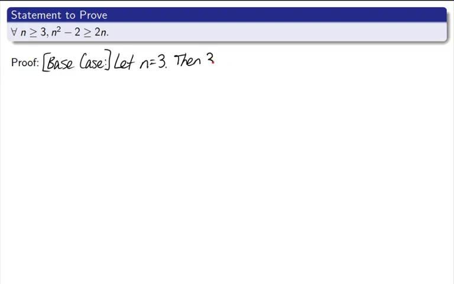We get 3 squared minus 2. Well, let's see, that's equal to 9 minus 2, which is 7. And notice 7 is greater than or equal to 2 times 3, which would be 6. That's all we need for our base case. Just plug it into the expression and make sure that it's true.